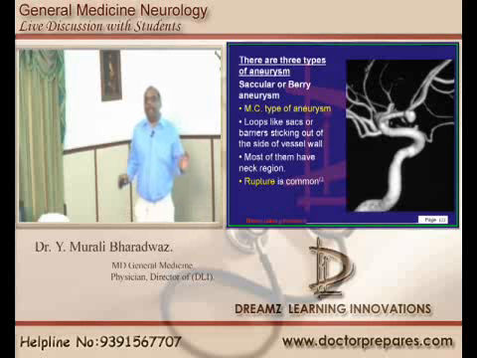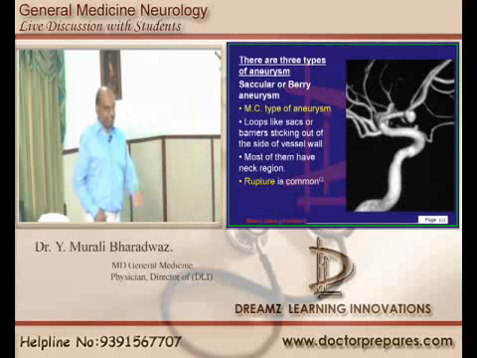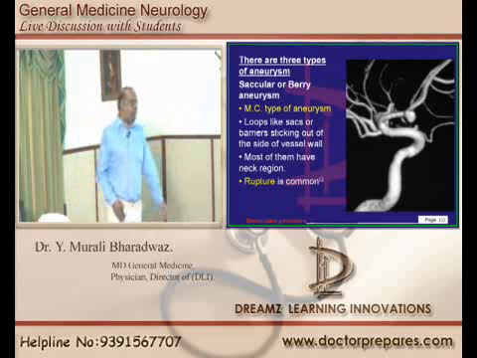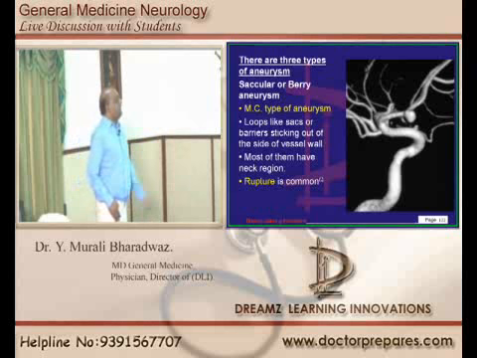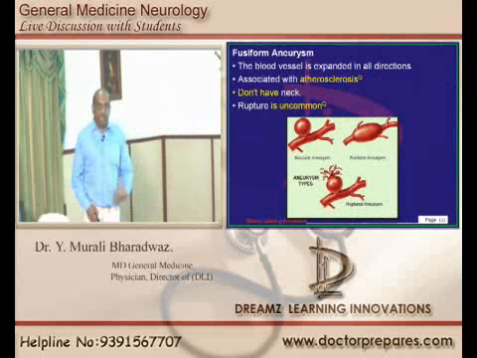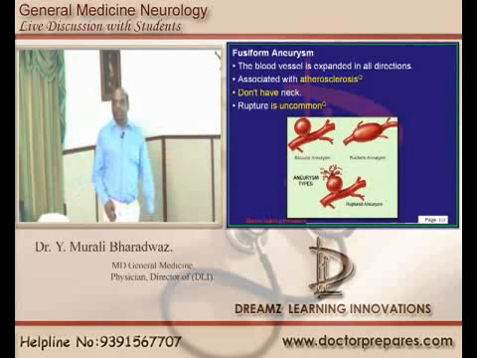Now there are three types of vascular aneurysms basically. Some of you are going to be vascular surgeons shortly. Saccular or Berry aneurysm is the most common type of aneurysm, and it can rupture very commonly. Then you have what is called a fusiform aneurysm. That is, the blood vessel is expanded in all directions, generally due to atherosclerosis in the aorta, that is a fusiform aneurysm. It doesn't have a neck, and rupture is uncommon here.